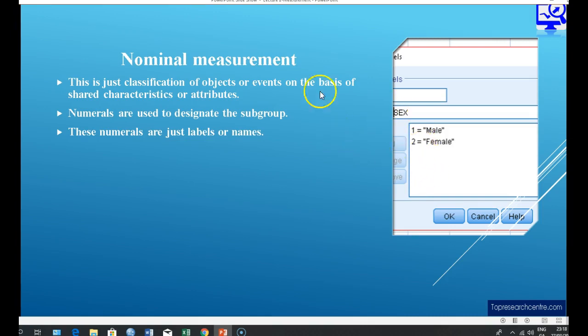For example, it does not necessarily mean that if you assign a 1 to males, males are superior to women, or vice versa. So these figures don't indicate anything about the relative position of the category. It's just identifying the subgroups included.